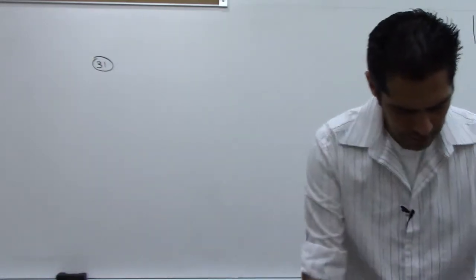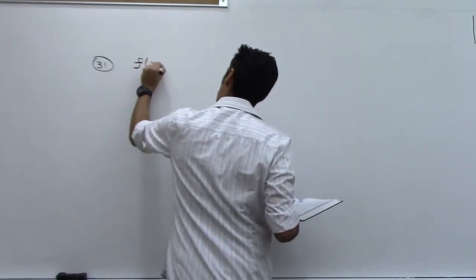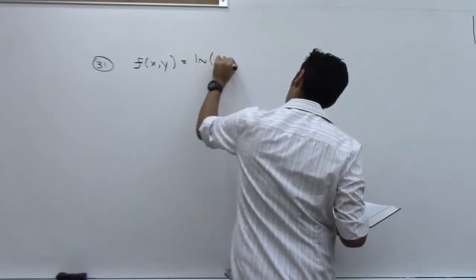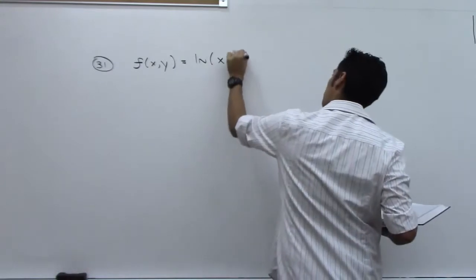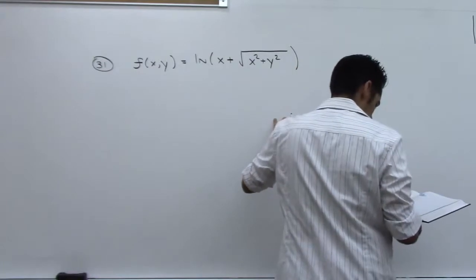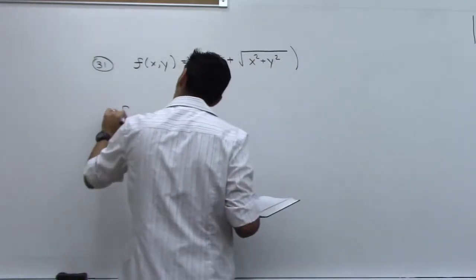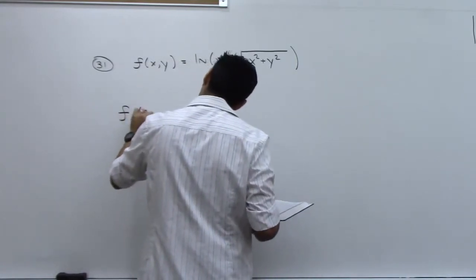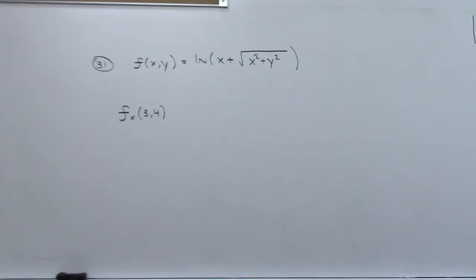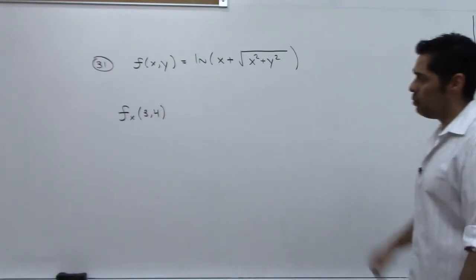So for 31, f of x, y equals natural log of x plus square root of x squared plus y squared. All right, and they want you to find the partial of f with respect to x at 3, 4. So that means they want you to find the partial with respect to x first, then plug in 3 for x and 4 for y.